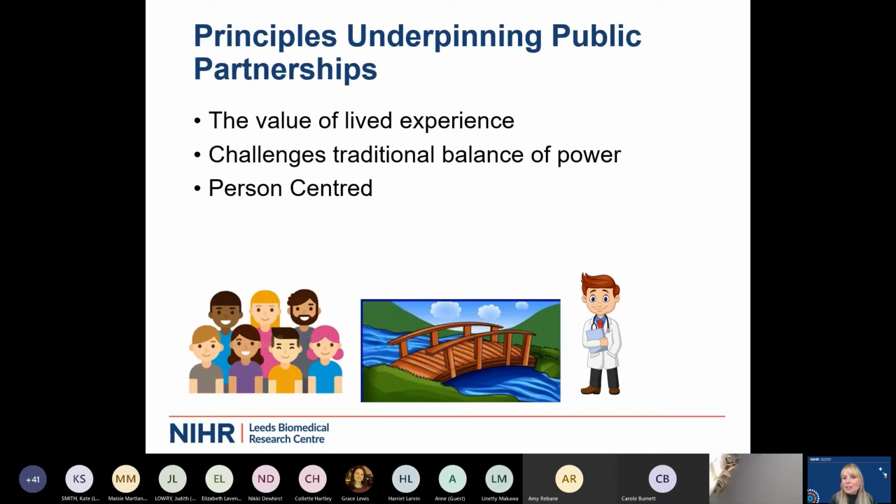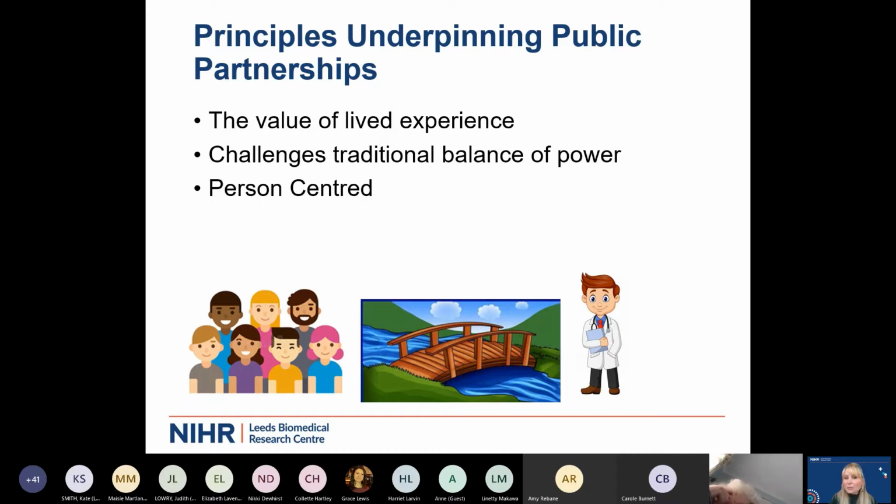So why do we do patient involvement, and what are the principles that underpin the public partnerships that we have? So firstly, and essentially, we value lived experience. The people who live with a condition live that condition 24 hours a day. They understand what that experience is and understand what would improve their experience of that condition and can bring a different viewpoint to the table.